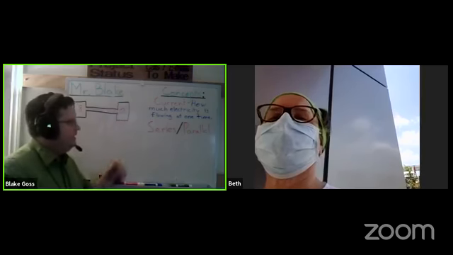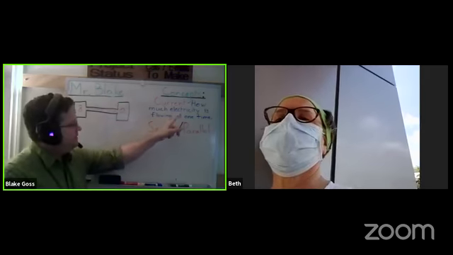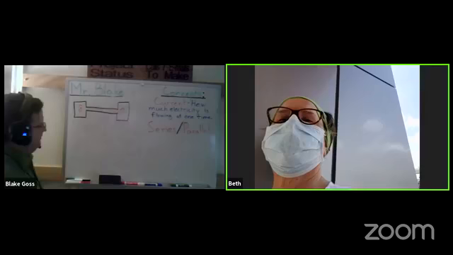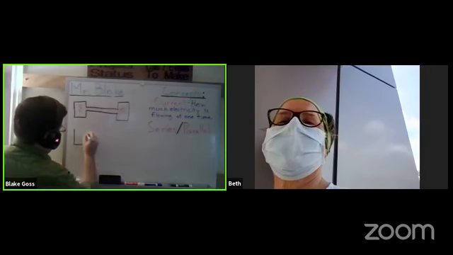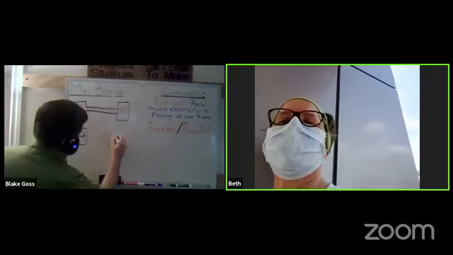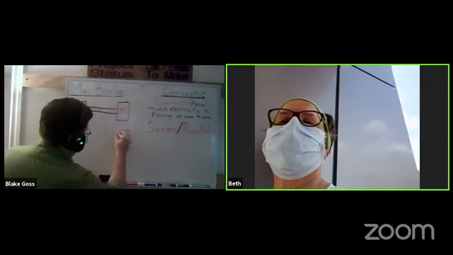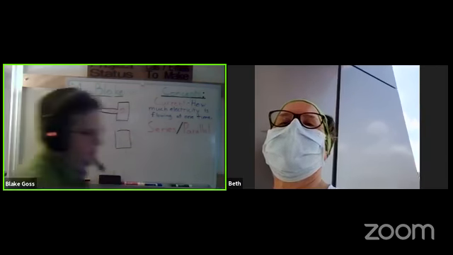Current is how much electricity is flowing at one time. So if I make another set of these 2 boxes like this, okay, one there, and then one there. Just a moment.